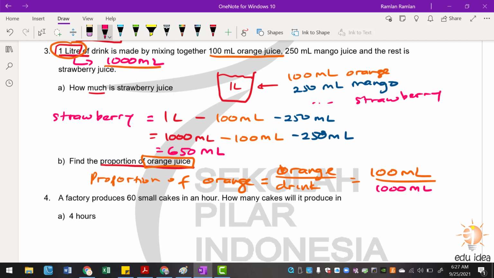Okay, since they're the same unit, we can just cancel the unit, and then we can just divide. Just like, oh, I can cancel the zero and I can cancel the zero. It's just 1 over 10. But because this is talking about ratio and proportion, instead of writing it down as 1 over 10, we write it down as 1 to 10. Okay, so this is going to be the final answer.